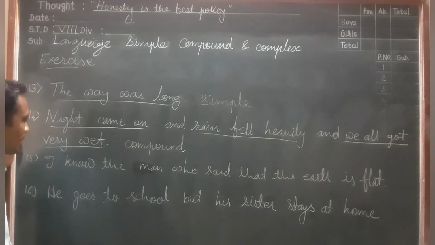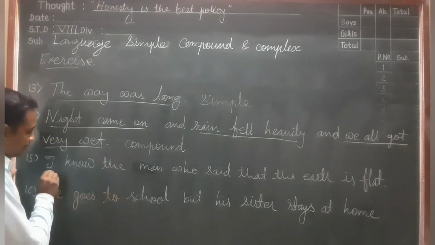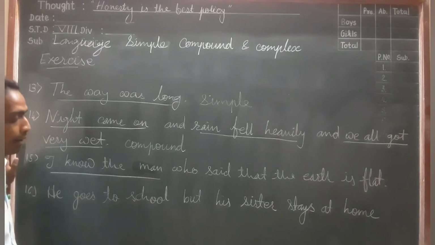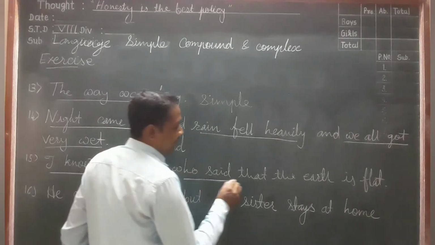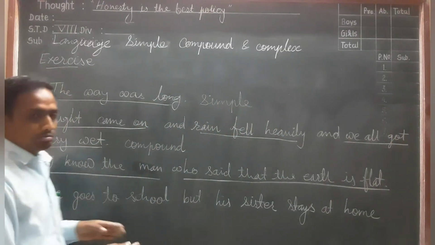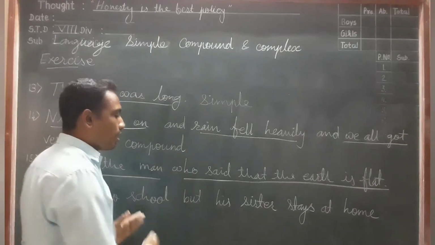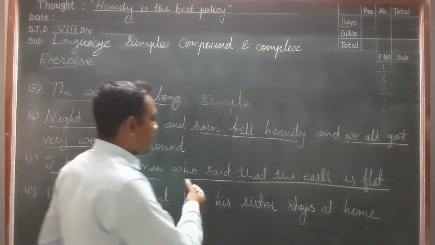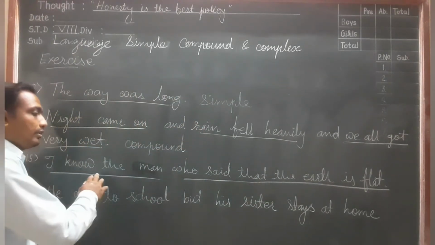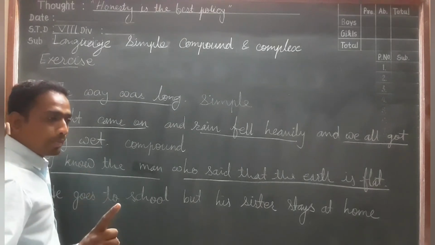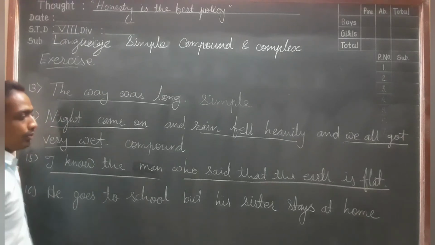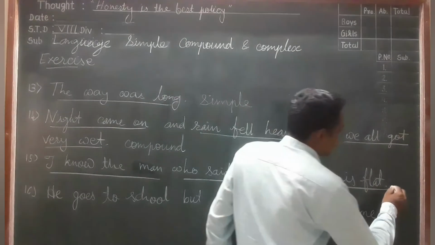Number 15. I know the man. I know the man, but who? Who said that the earth is flat? So to make its complete meaning, we need who said that the earth is flat. So in this sentence, one is a principal clause and second is a subordinate clause. So this sentence will be complex.